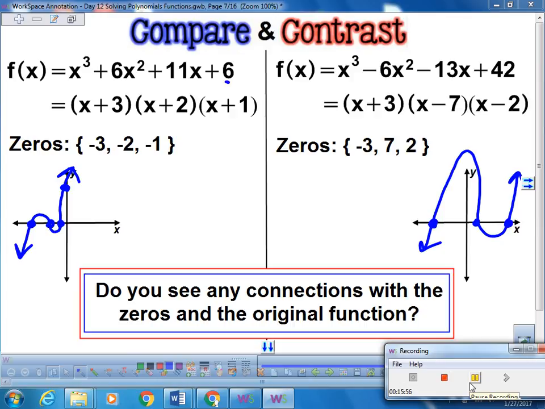Did you guys come up with any connections? Okay. Llama? Oh, hold on. I want to hear Llama. There's a connection. Cubed, right? That's how many zeros. Is that always going to apply? Why not? Gene, why not?